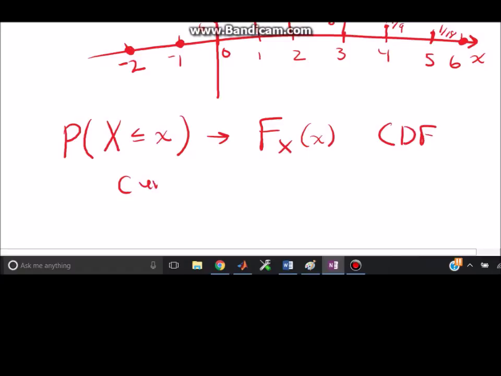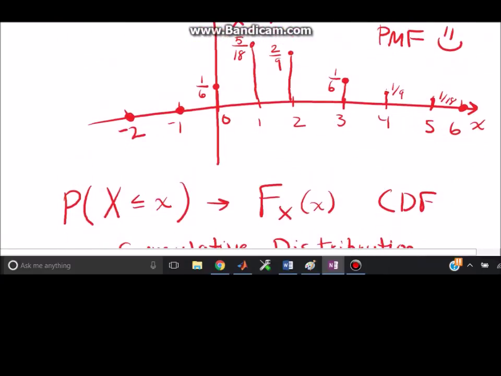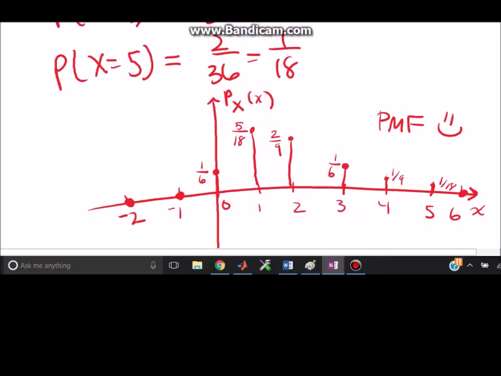CDF is the cumulative distribution function. Okay, so how do we determine that? We determine that by choosing a point x on the PDF. Let me change colors here so you can see it better. So for example, I'm going to choose a point x that's less than 0.